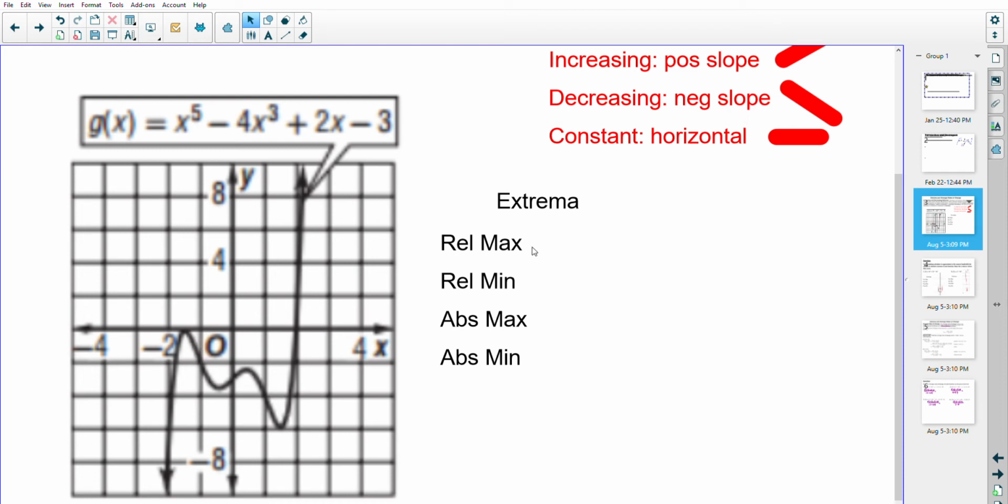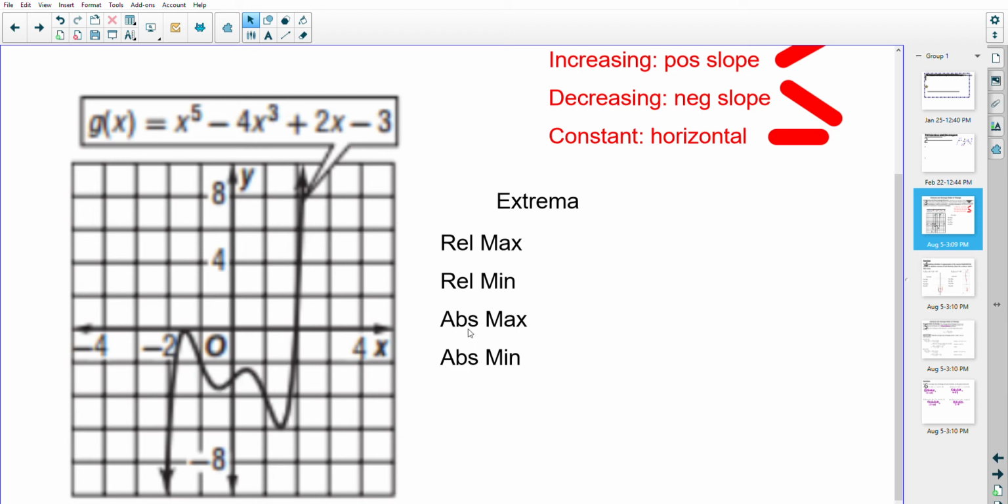Then we're going to go to the extrema, and the extrema is just basically talking about what are the points at which there's a maximum or minimum. And it can be relative, meaning that it's not the highest or the lowest point in the graph. It's just, relatively speaking, the highest at that point. So this point right here would be a relative max. This would be a relative max. And those would be the only two relative maxes; relative mins, this point and this point.